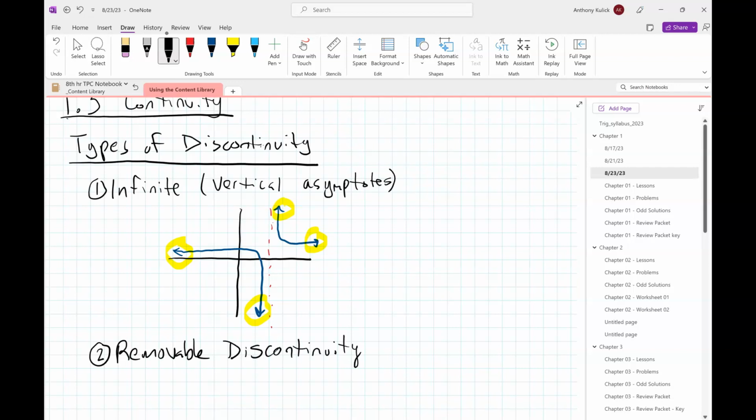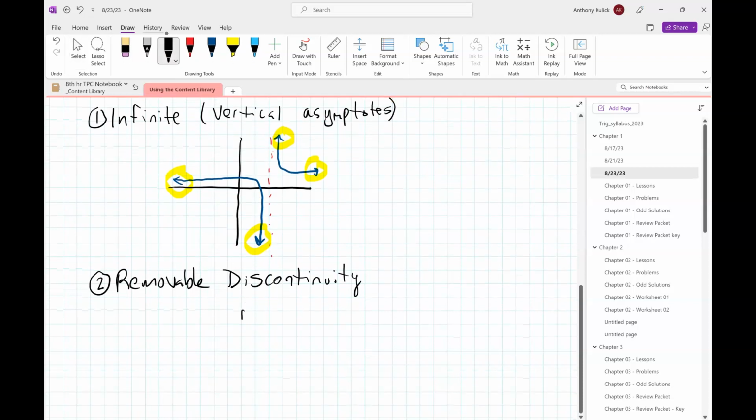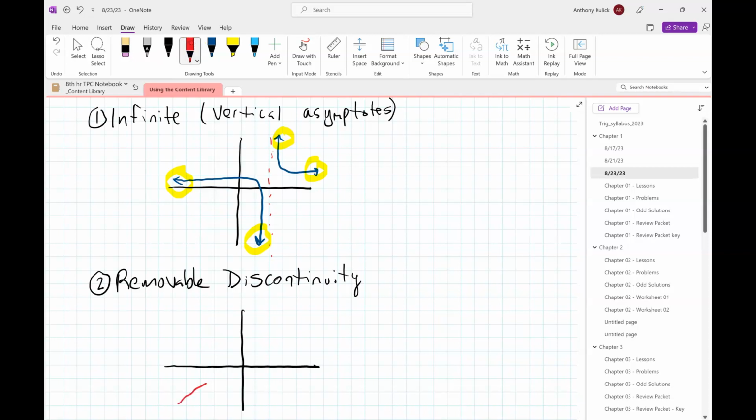The next type is called a removable discontinuity. So what this looks like is just a regular old curve, but you have one point that's missing, right? I have like a little hole in the graph. Usually we represent that when we're drawing it by hand with an open circle. You know how when you draw stuff on the number line, you put an open circle for not included? It's the same notation here. We're just putting an open circle where there's a point missing. So that's just like a little gap. Everybody's okay?